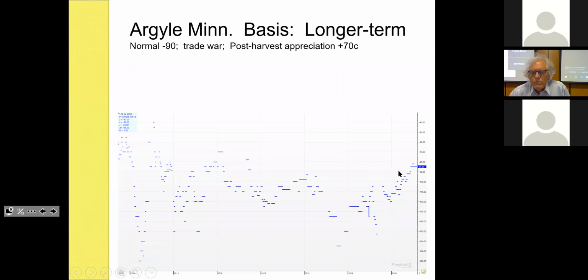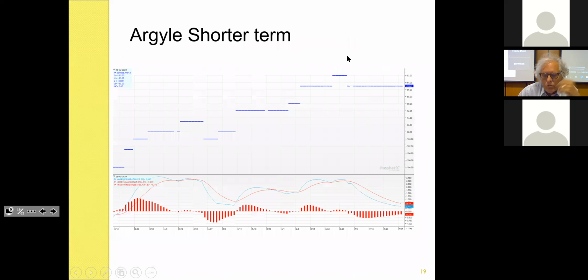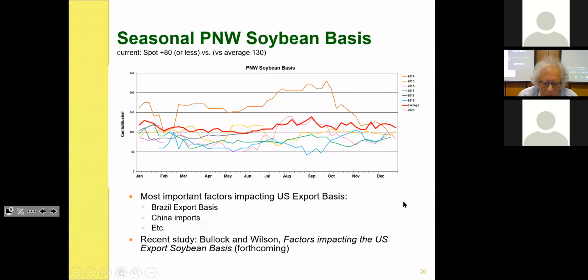That basis increased 70 cents in 3 months following harvest in 2019. That typically happens, and it's very important for you as farmer marketers. Your shorter term peaked out at the end of June, just like was the case at Jamestown, and since then the basis has been declining. So I think about 95% of our soybeans go to the Pacific Northwest, so whatever happens there is very critical to us.